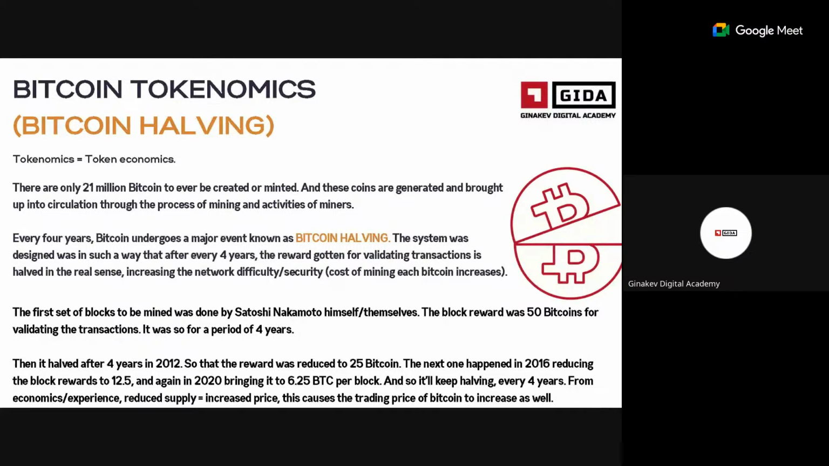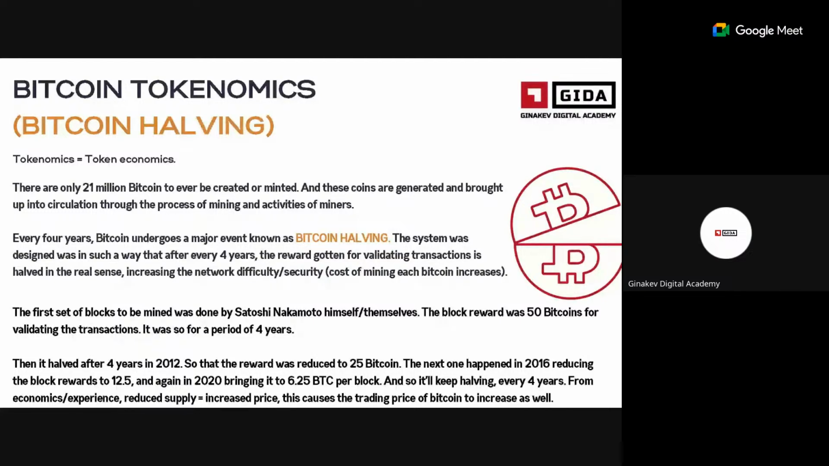Now, let me explain. The first set of blocks was mined by Satoshi Nakamoto himself. The block reward was 50 Bitcoins for validating the transactions. After a period of 4 years, it halved in 2012, so the reward was reduced to 25 Bitcoin. The next one happened in 2016, reducing the block reward to 12.5. Again in 2020, bringing it to 6.25 Bitcoin per block. And so it keeps halving every 4 years. From economics, reduced supply equals increased price. This caused the trading price of Bitcoin to increase as well.